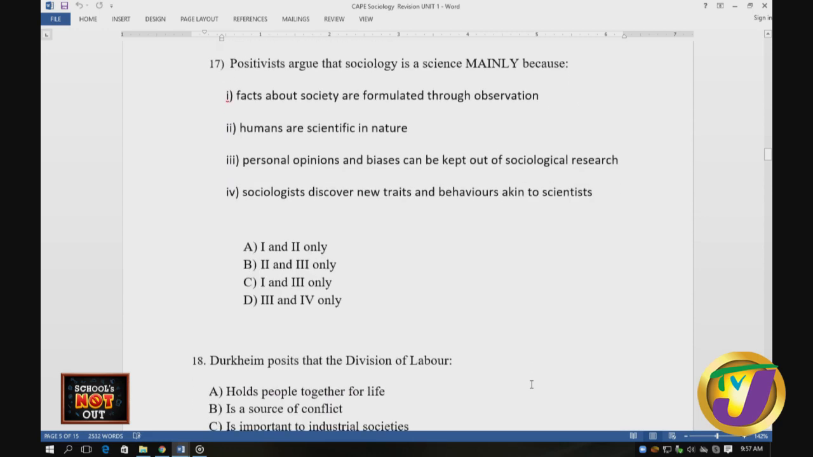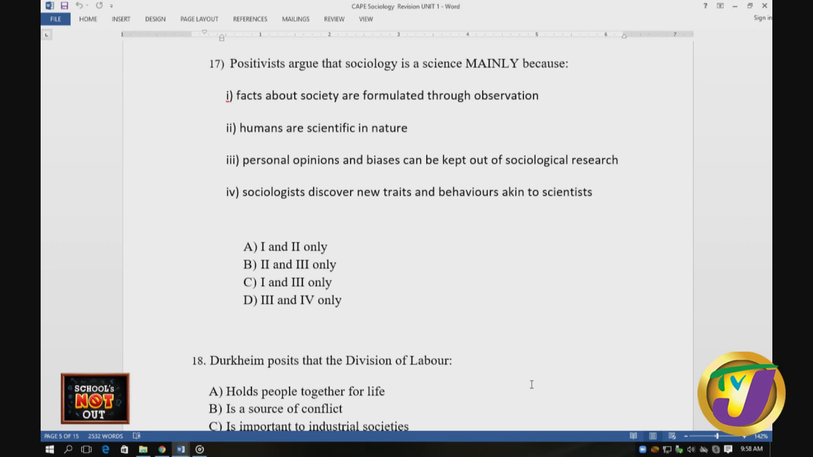So here, again, we're going back to the beginning of sociology. Now, I don't know if you remember that all the founding fathers were positivists. What do you mean by positivist? Because positive means scientific. They were all scientific in their approach to sociology.